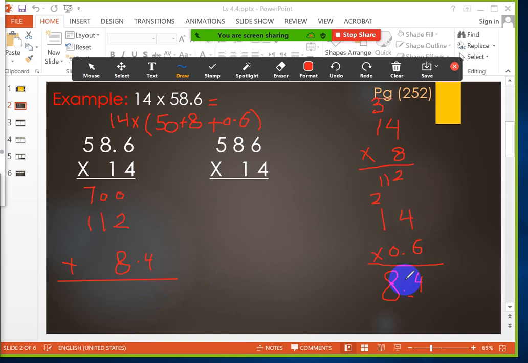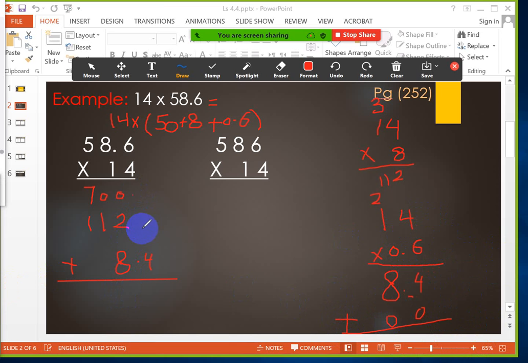No, because if you want to multiply 0 with 14, the answer will be what? Will be 0, right? Add the numbers, it will be the same, 8.4. Okay, this is your question. So it will not make any difference. Okay, so I will add the numbers.